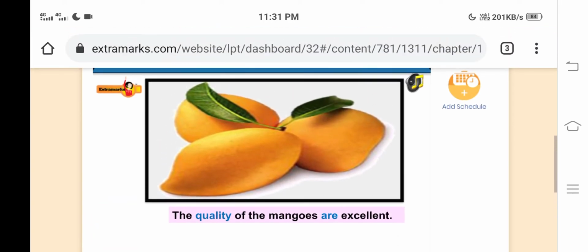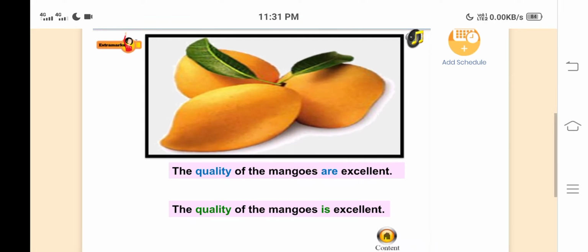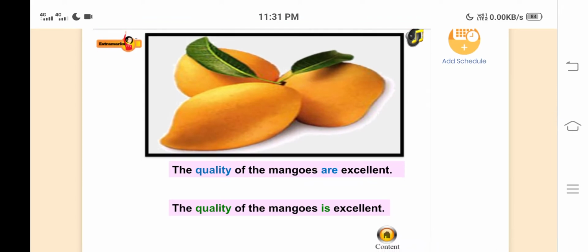Let's examine a few of the examples to understand how the subject and verb agree in a sentence. The subject and the verb do not agree in the sentence: The quality of the mangoes are excellent. The subject, the quality, is singular. Therefore, it should be: The quality of the mangoes is excellent.